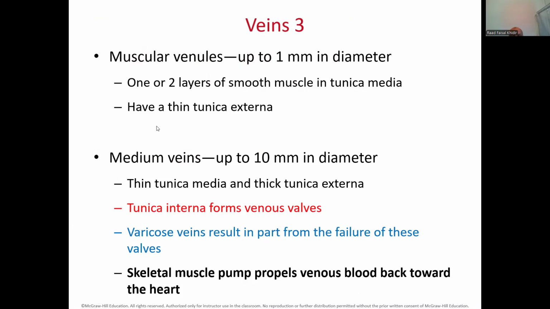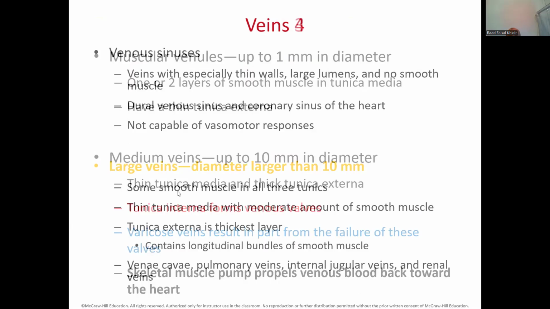The muscular venules are up to 1 millimeter in diameter, and 1 or 2 layers of the smooth muscle are found in the tunica media. The median veins are up to 10 millimeters in diameter, and there is a thin tunica media and thick tunica externa.